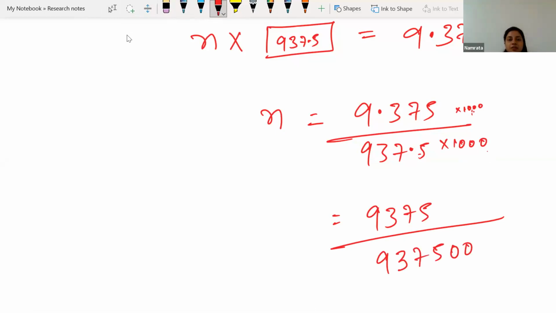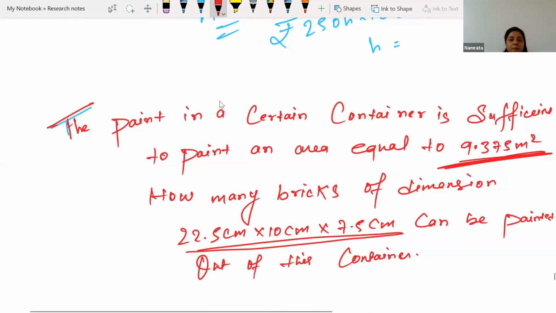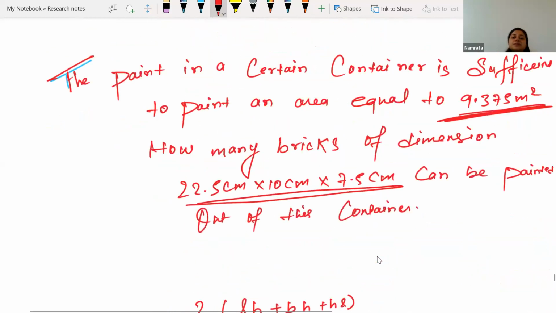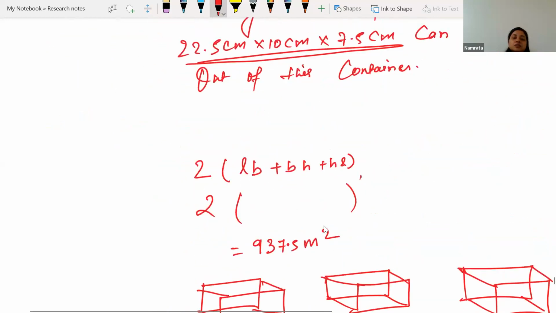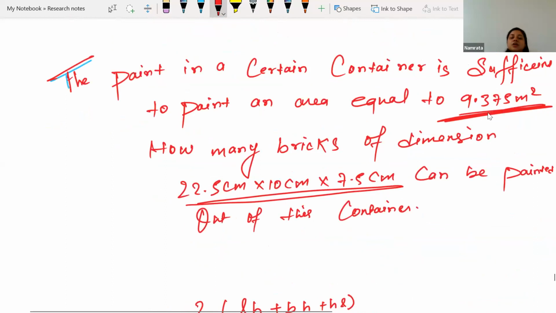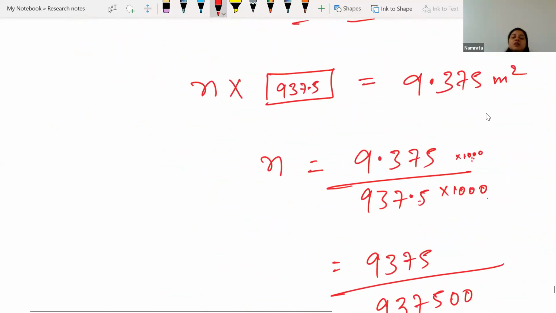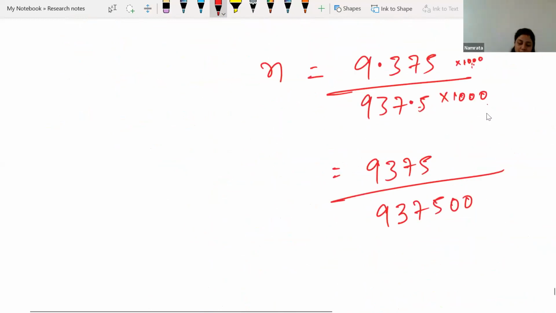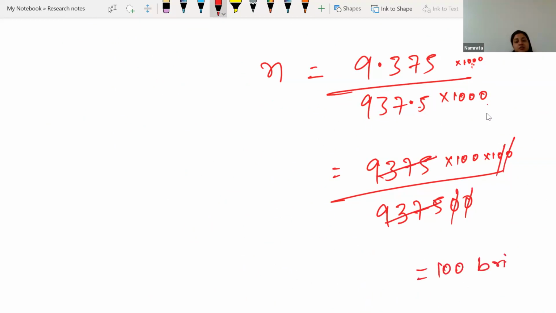Just a moment. Are we making any mistake? Centimeter, centimeter, centimeter is there, so that too we need to convert in meter. Let's just convert this 9.375 meter square into centimeter square, because it is meter square and I am converting it into centimeter square. No need to do it my way. Please do it your way, but your answer and my answer have to be the same. So we will be having 100 bricks.